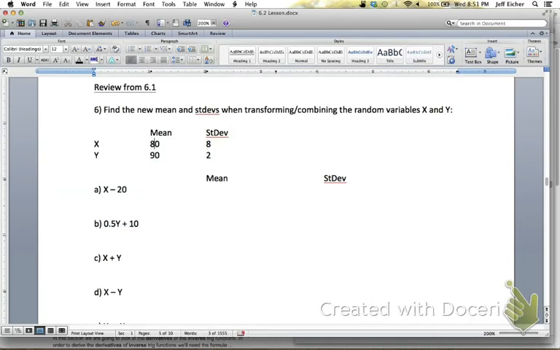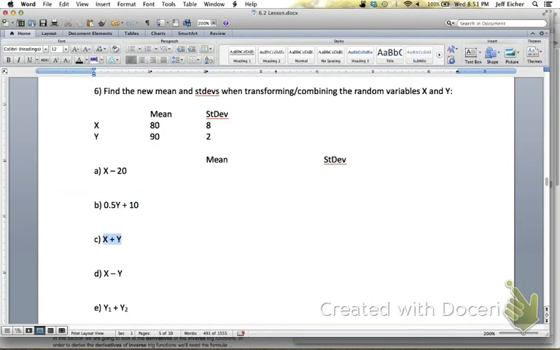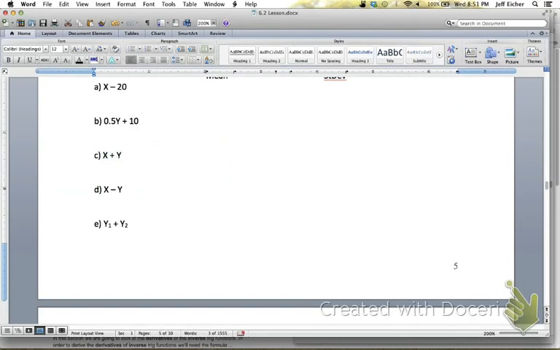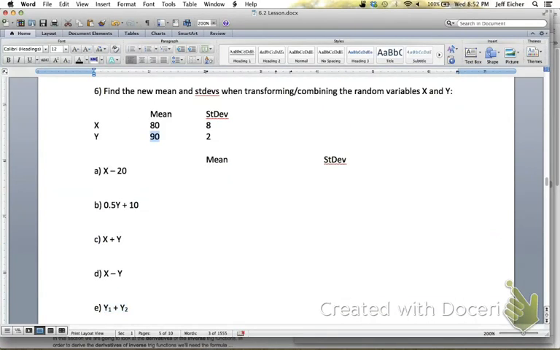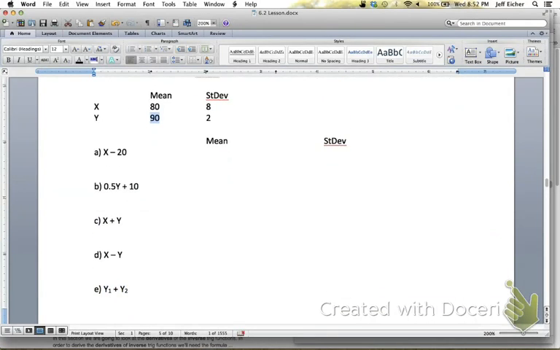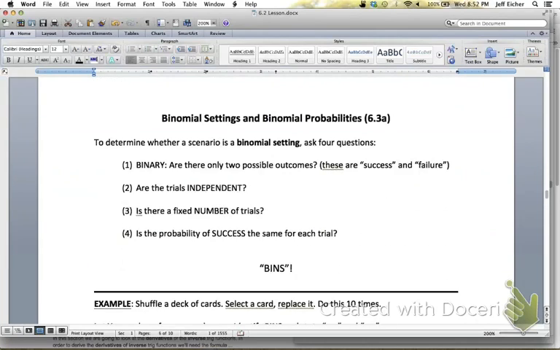And then we're subtracting, be careful with subtracting, and then we're adding two of the same, so two of those 90s we're going to add to get a new mean of 180, for instance. So you could try those. Let's look on the next page.